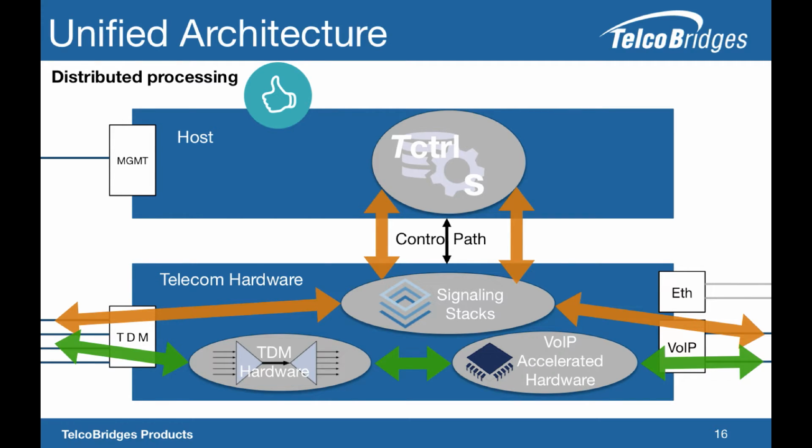Now let's look at the media. The media on the TDM side is processed by the TDM hardware, while on the voice over IP side it is processed by the voice over IP accelerated hardware. So you get the media hardware accelerated.